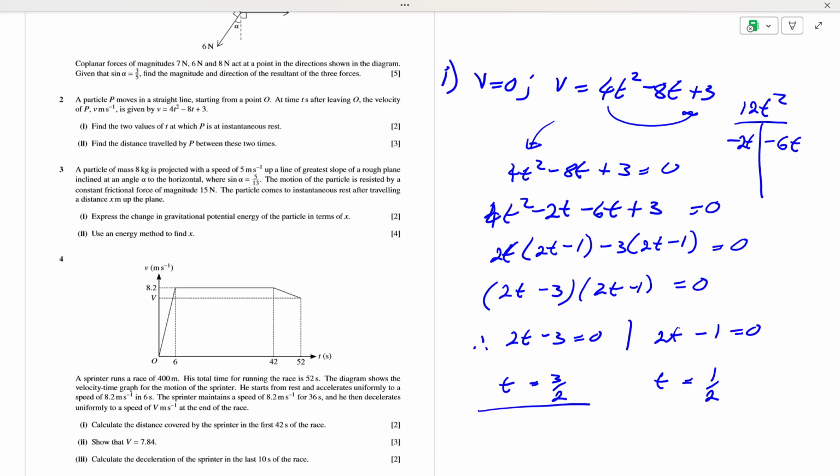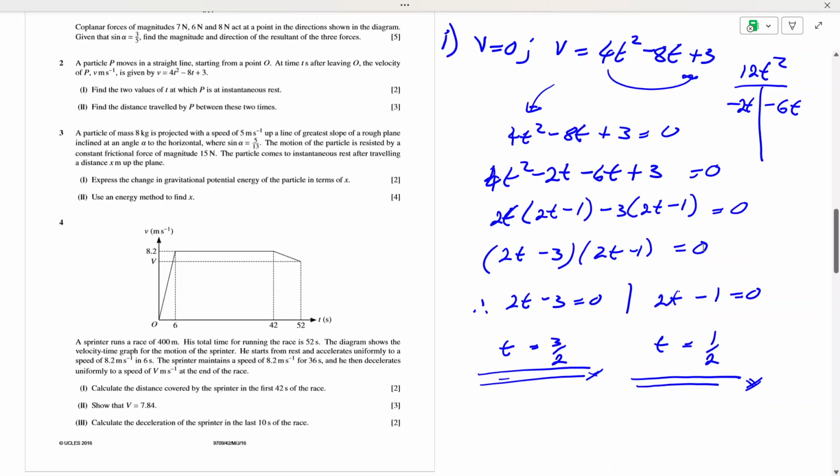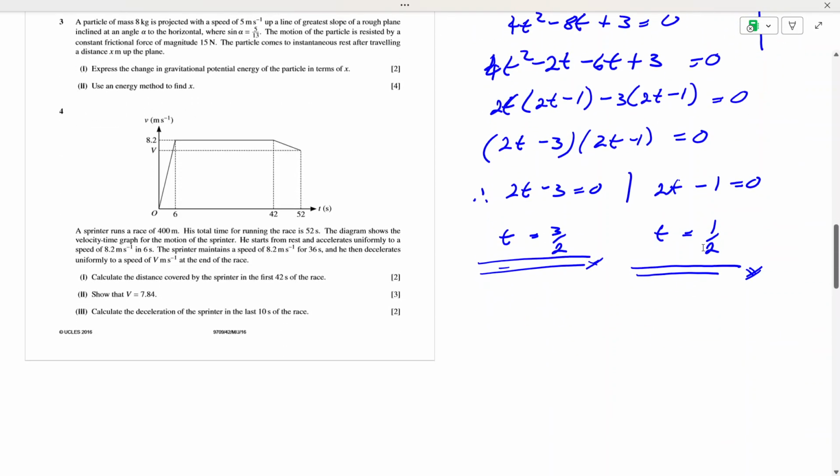Those are two values of t when the particle P is at instantaneous rest, right? Remember, if you draw the graph, it will look something like this. The graph for the velocity. It will have the intercept right there.